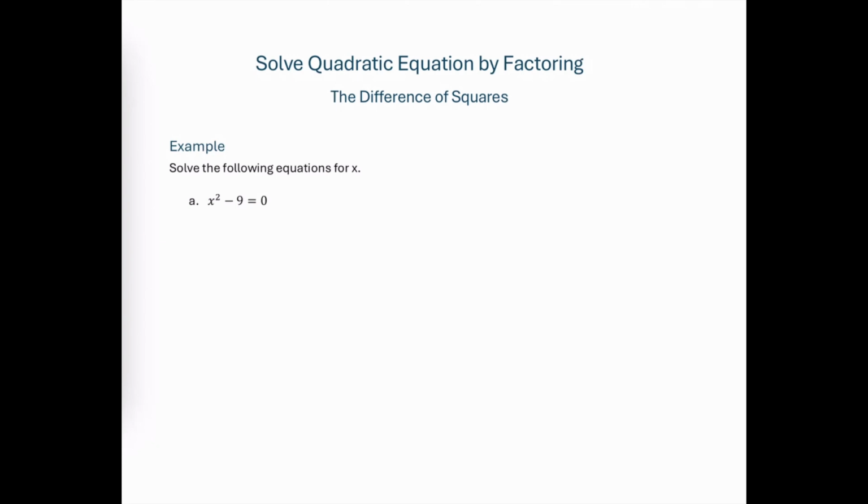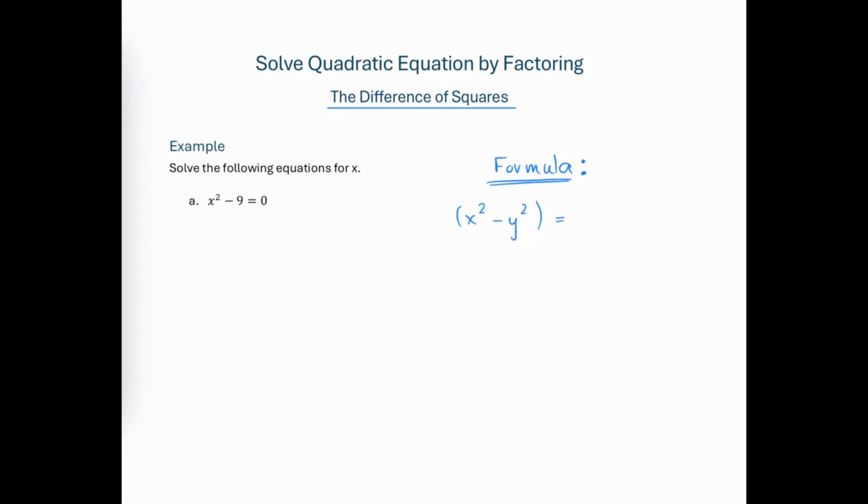Solve the quadratic equation by factoring, and in this example we see that the quadratic is in a special case which is called the difference of squares. When we have a quadratic that is the difference of two things that have a square root, there's a formula that can be used for factoring it.